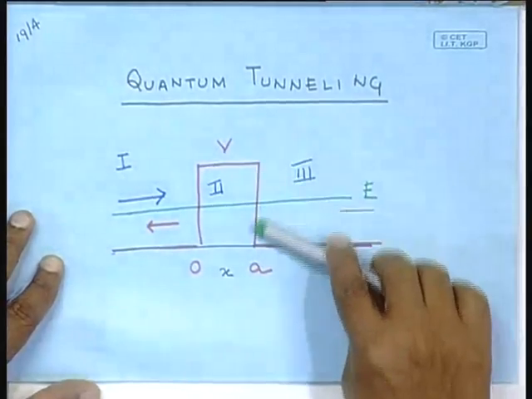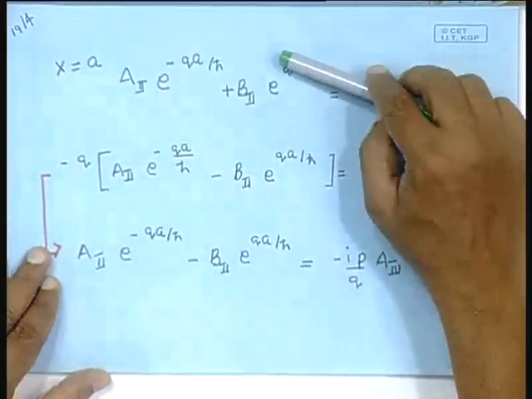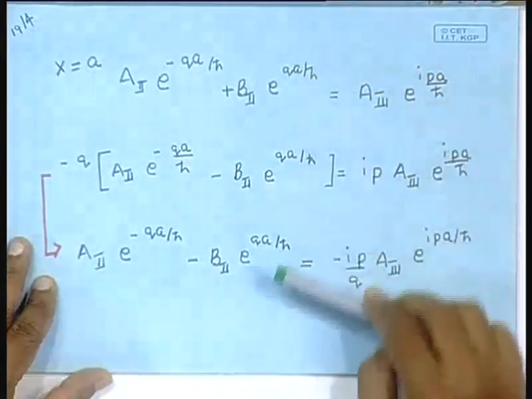So, with this assumption, let us first look at the second boundary. We are going to first consider the second boundary, the boundary at a. The second boundary is at x equal to a, and at that boundary we have these two conditions.